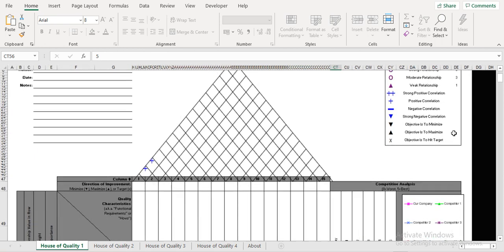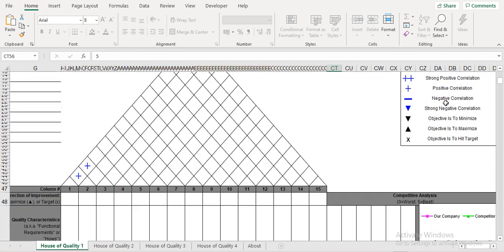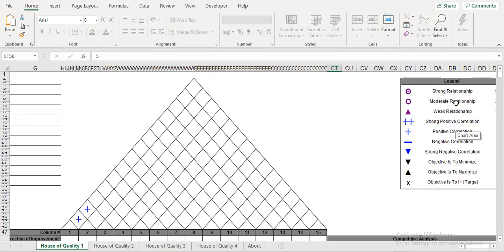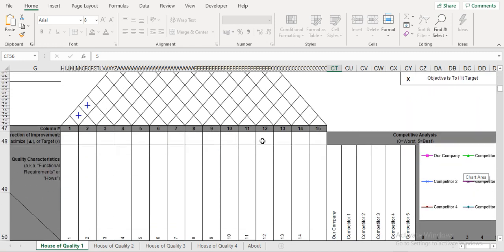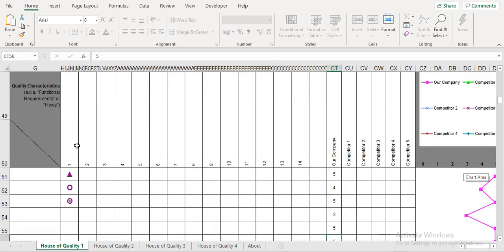Okay, the first one you need to understand is relationships, the legend that contains the kind of relationship that we are going to give. For example, for a strong relationship we give a circle with a minus, for a moderate relationship we give a circle, and for a weak relationship we will be giving a triangle, and these values are given over here. For the relationship matrix we will be using those values. Those values are given in this area.